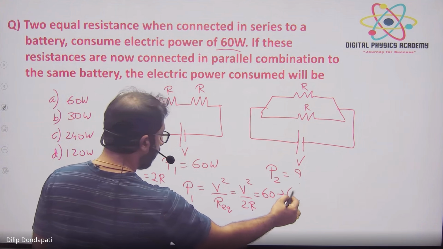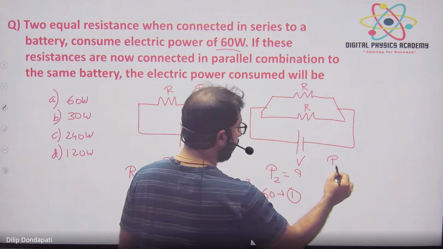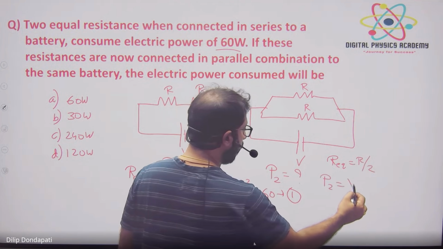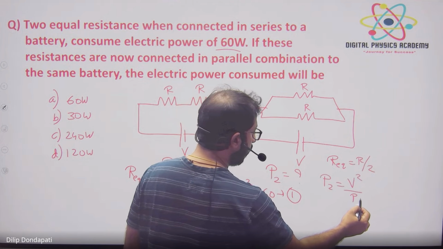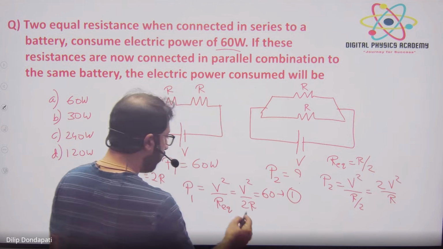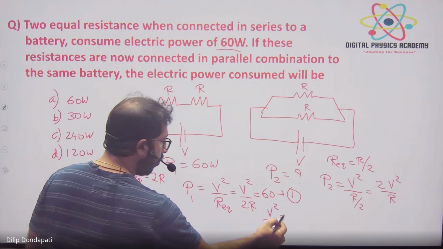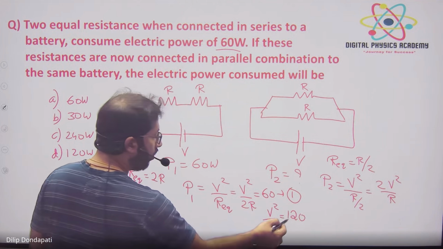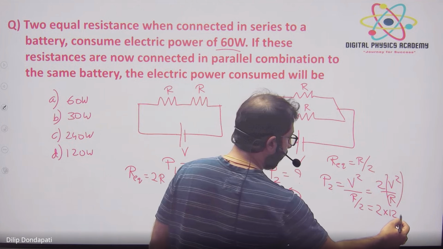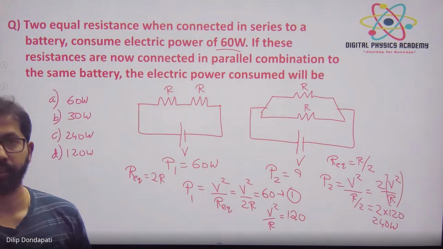First equation. Okay, now find R equivalent of this. R equivalent is R by 2. Now what is the power formula? V square by R equivalent. R equivalent is R by 2. So it is 2V square by R. From this, what is V square by R? Send 2 to the other side, 120. So substitute V square by R is 120. So 2 into 120 is 240 watts power is consumed, dissipated in the circuit.